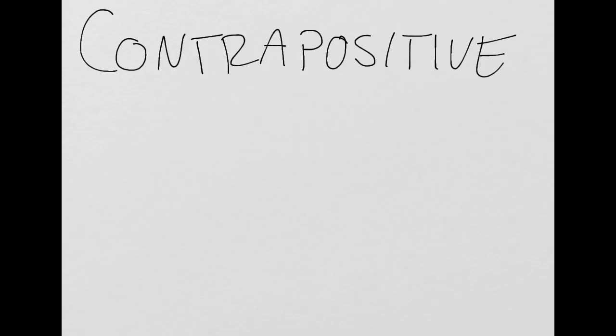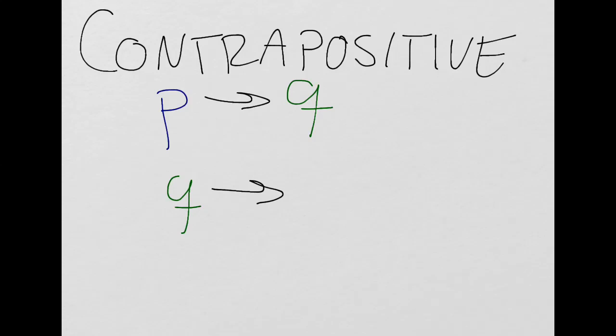To use our notation, if my original statement is if P, then Q, then I'm going to switch them. So my Q is going to come first so that I make the converse, and then my P is going to come second, and then I'm going to negate them both. Using my little squiggle symbol, my original statement was if P, then Q, and so my contrapositive is going to be if not Q, then not P.